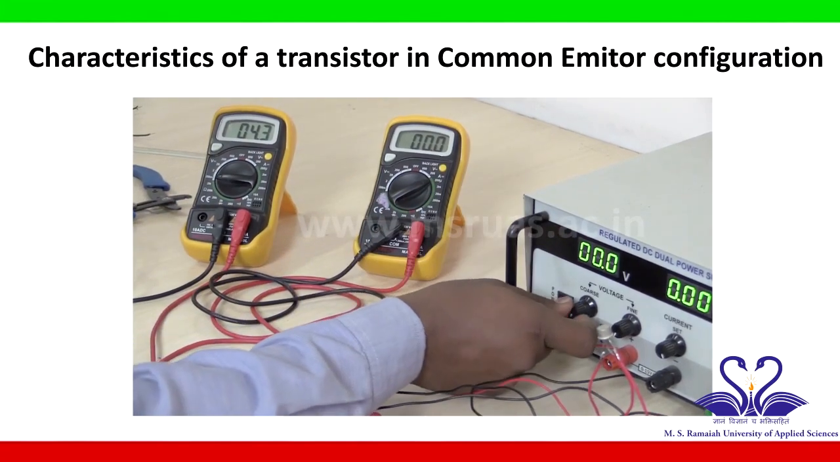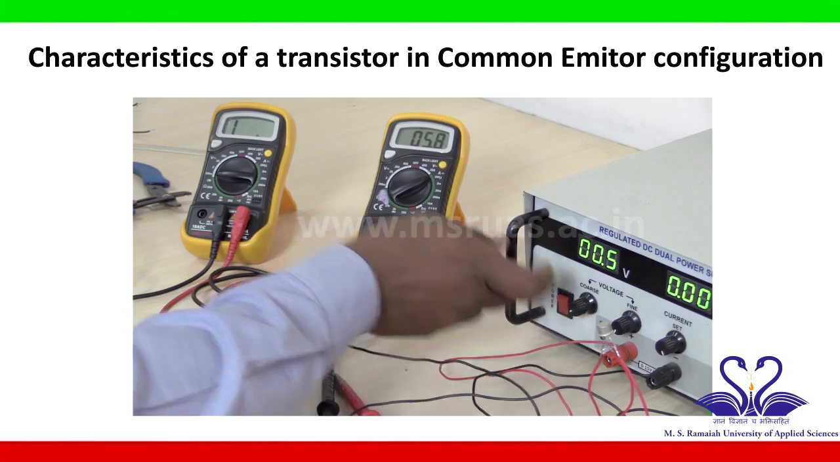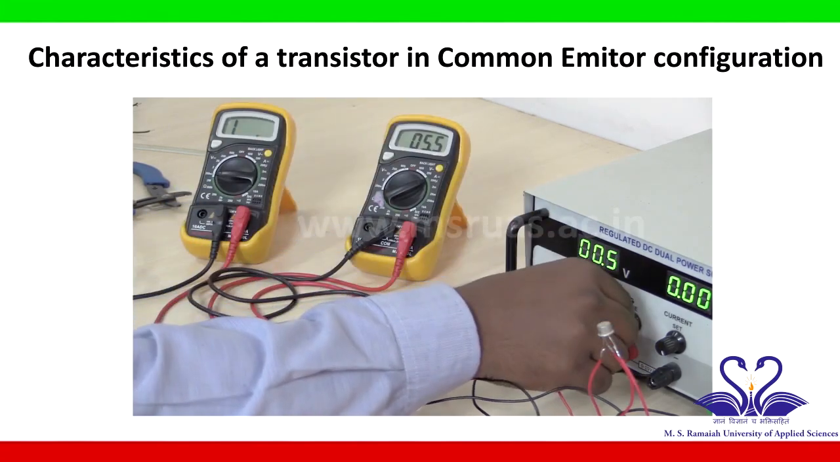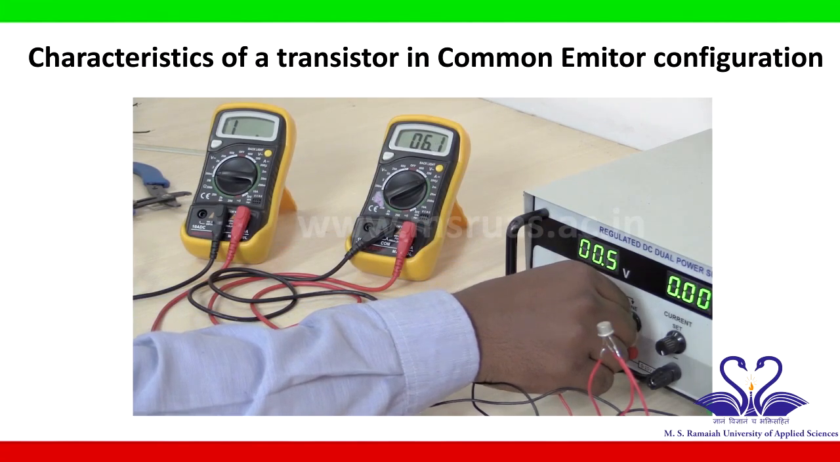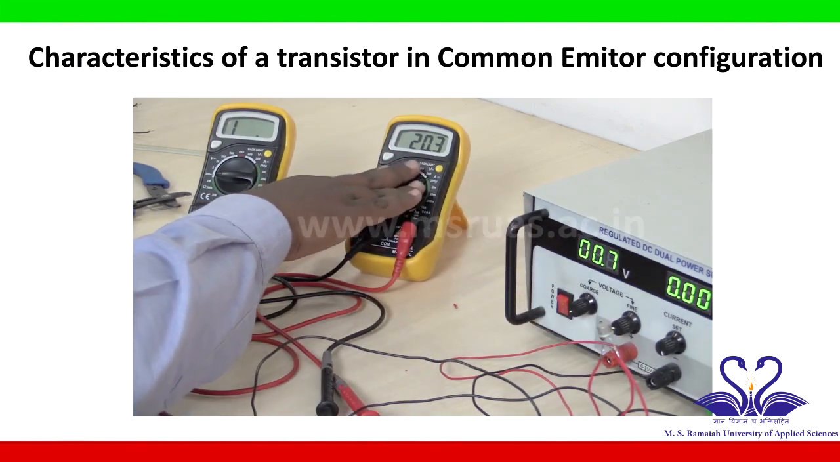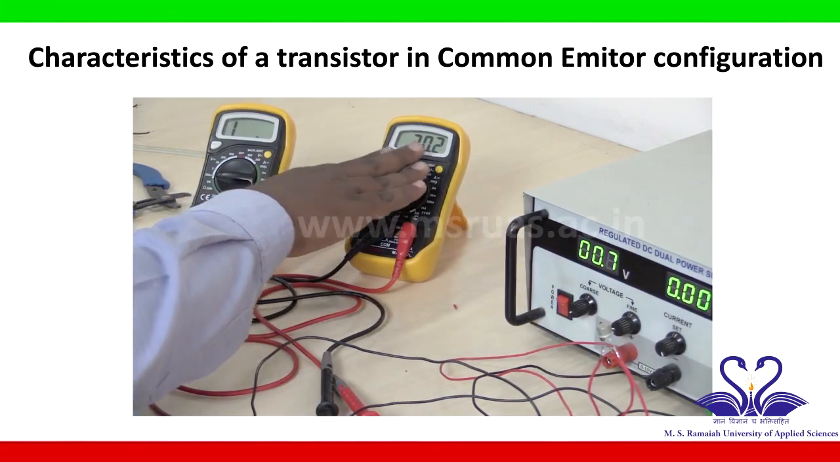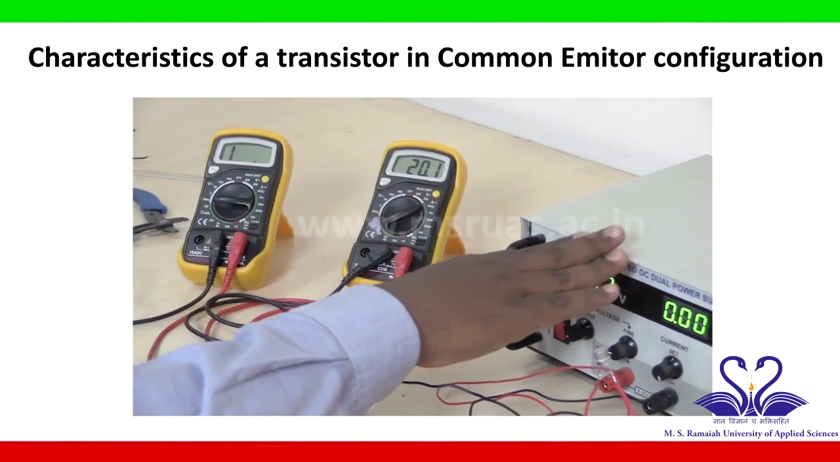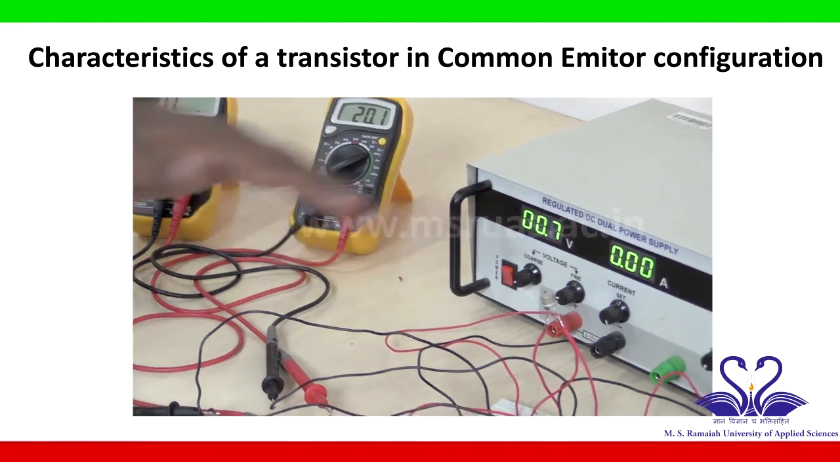So vary this VBB. Now you can see some current is changing in this ammeter. You set it as 20 microamps. So by using this voltage source, I will make it 20. Now I have set IB as 20 microamps. Once you fix the input side current, that is IB as 20 microamps, don't vary the VBB. Now come to the output side.